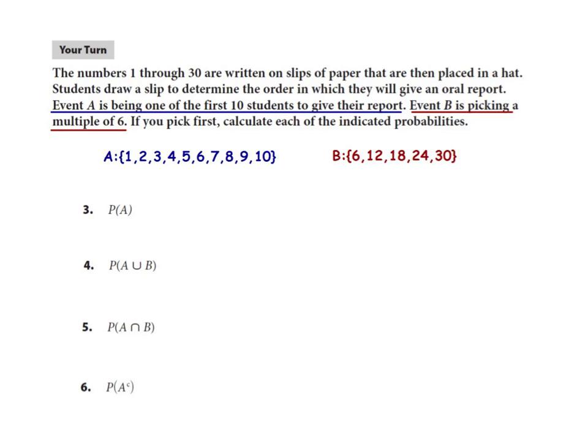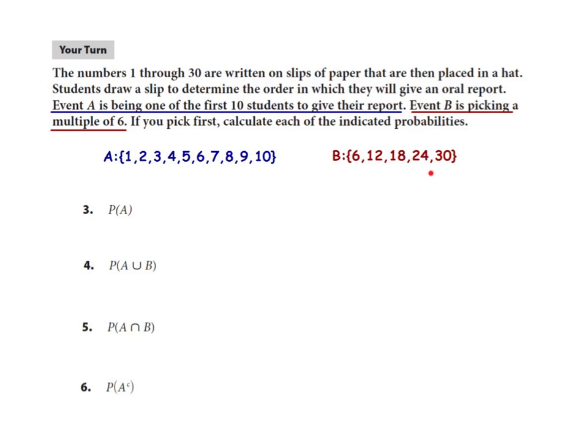Now that last statement is important because if you weren't the first person to pick, then our sets actually change. So the first step in finding the probability is we want to write out the sets. And I've done that for you. Set A is being one of the first 10 students. So that means that set includes the numbers 1 through 10. Event B is picking a multiple of 6. So here's the numbers from 1 to 30 that are multiples of 6. So 6, 12, 18, 24, and 30.